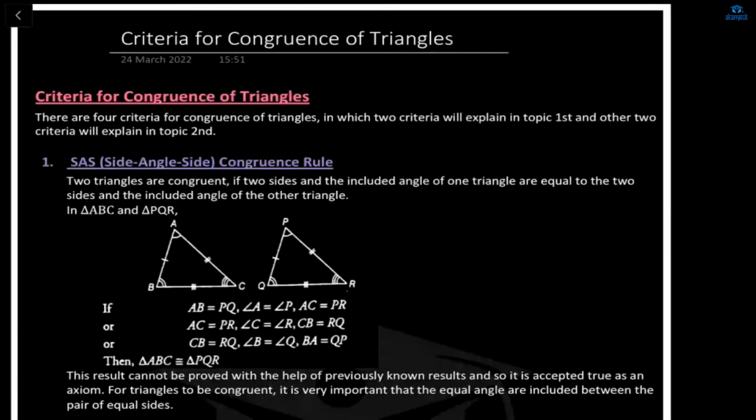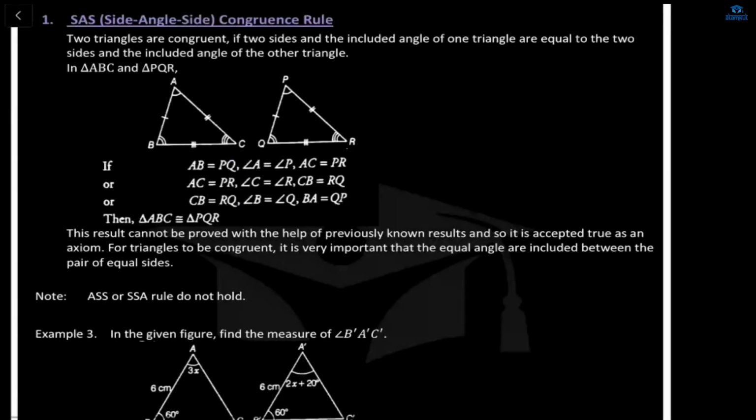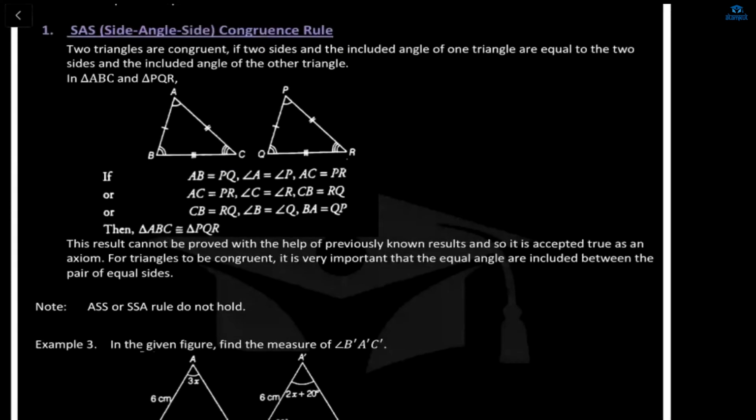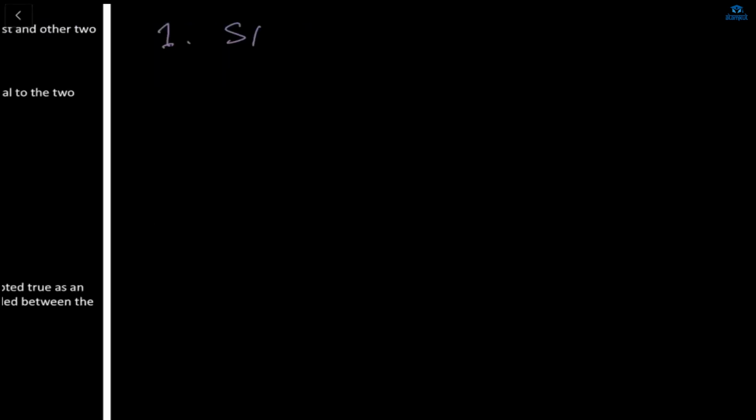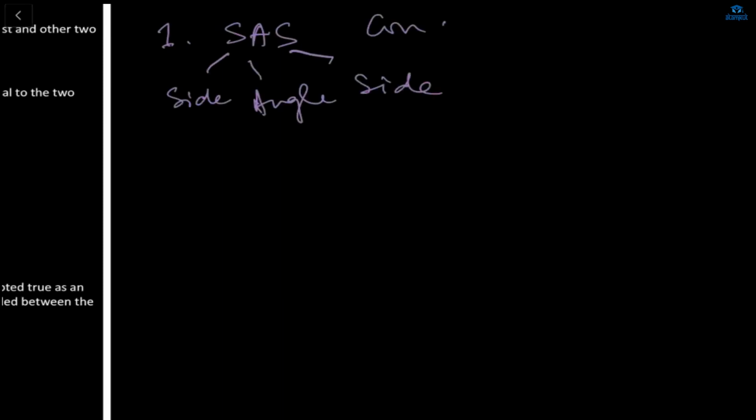Topic 2. Does that mean side angle side? Yes, SAS means side angle side. So ma'am, in this one there have to be 2 sides and the angle between them has to be equal, right? Yes, you have to show that 2 sides and 1 angle are equal. If you are able to prove that 2 sides and 1 angle are equal, then the 2 triangles will be congruent. But you have to make sure which angle.